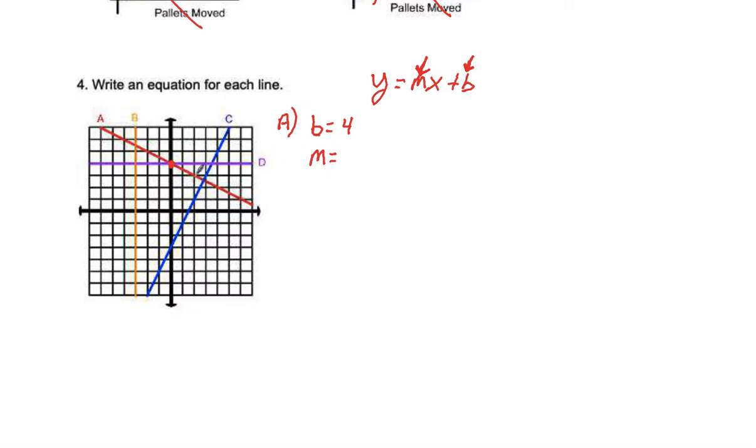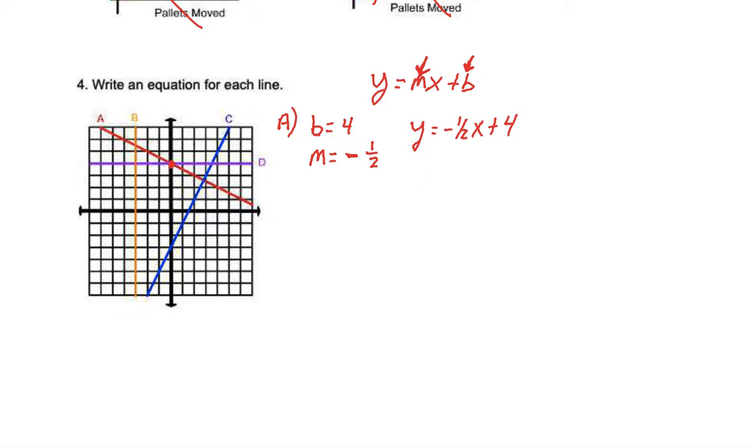The first thing I notice about the slope is it's going down from left to right. That means it's a negative slope. So I'm going to put a negative symbol there before I even count so I don't forget about it. Now from here I can go down 1, right 2, down 1, right 2. That's my rise over run. Down 1, right 2. So it's a negative 1 over 2. Now just take these two numbers and put them into the equation. y equals negative 1/2 x plus 4. And that's the equation for this line.